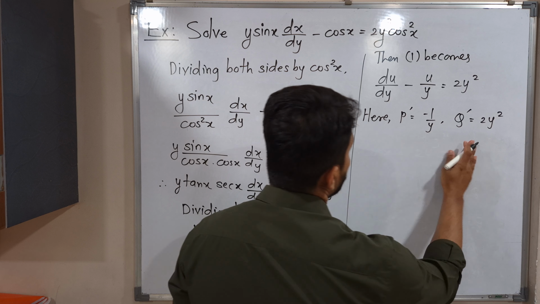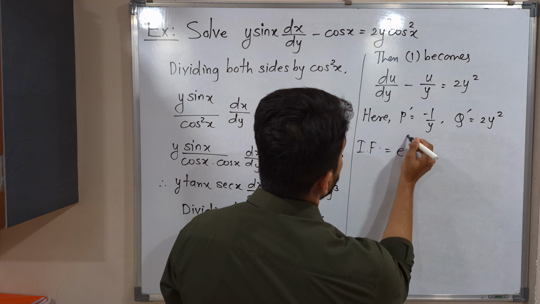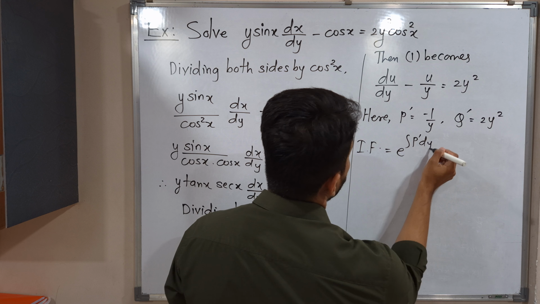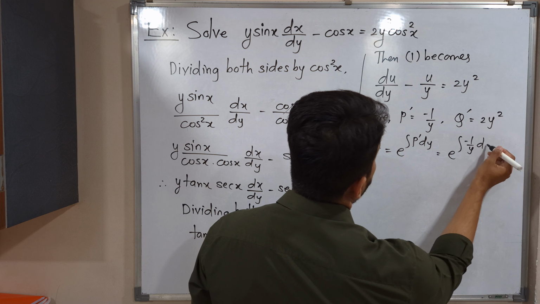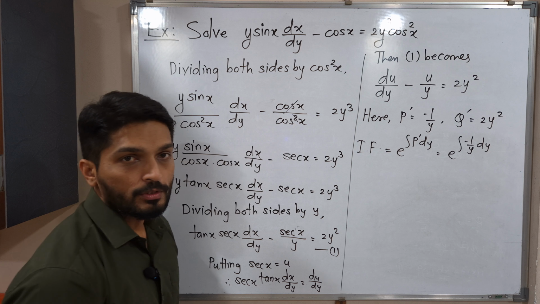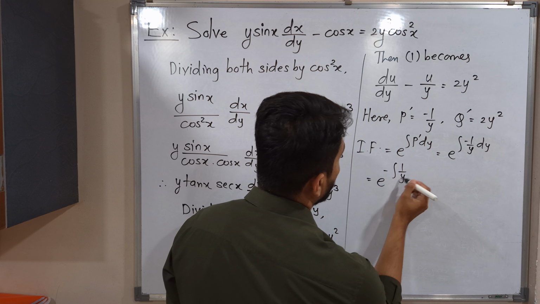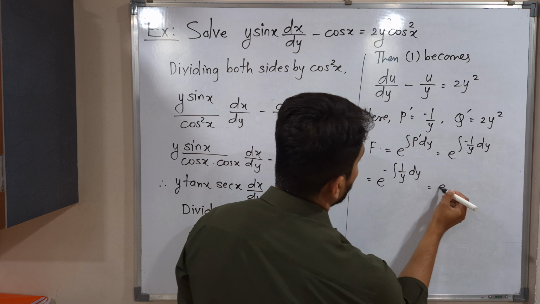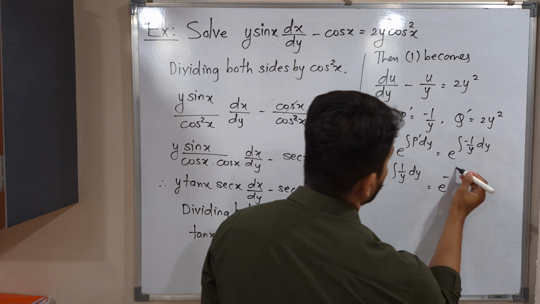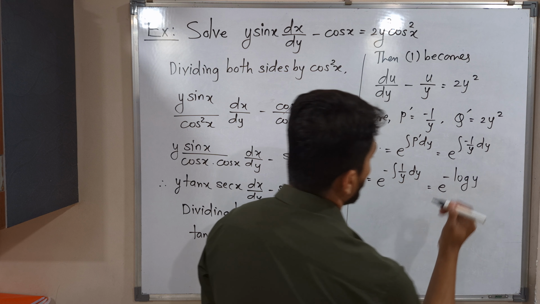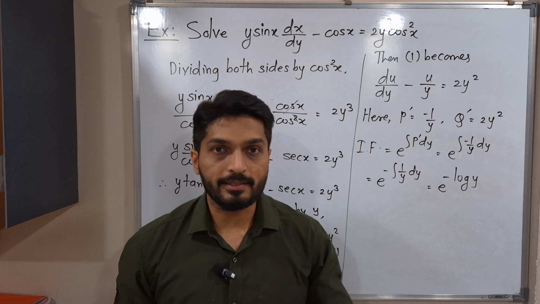See, integrating factor is e raised to integration P dash dy. So this is equal to e raised to integration of P dash, which is minus 1 by y, dy. That minus 1 is a constant, it will come outside, and we have 1 by y dy. Do you know the integration of 1 by y? It's log y. Generally when you have an exponential function and log, they cancel each other.